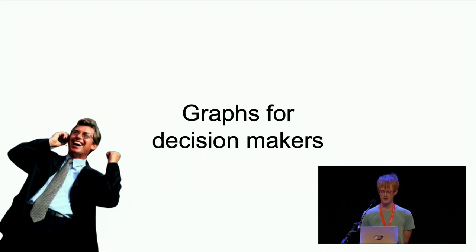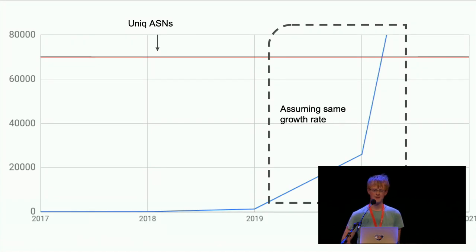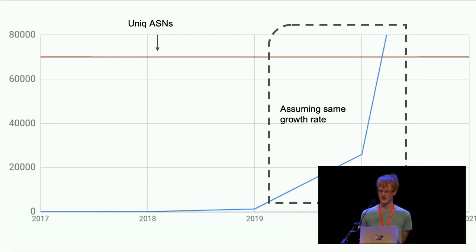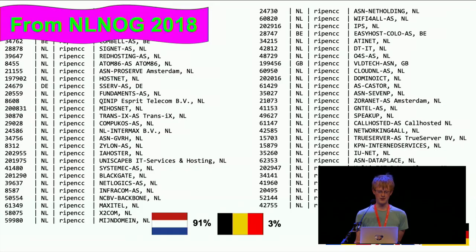So bear with me. There's going to be some interesting graphs now using prediction. Assuming the same growth rate, we can assume that we will eventually, by 2021, have more ASNs doing RPKI than there are ASNs. So I should say that, assuming the same growth rate, we're sorted. Just keep doing what you're doing. We'll be fine. Perfect.